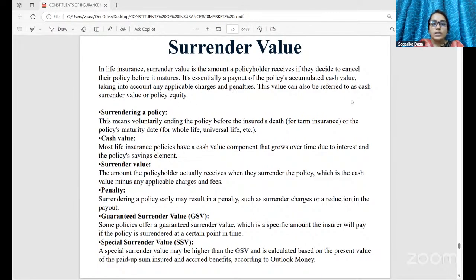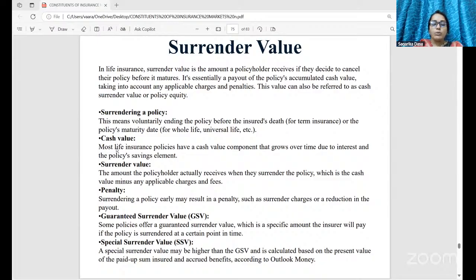Now, surrender value involves surrendering a policy. This means voluntarily ending the policy before the insured's death. Surrendering a policy means the entire policy itself is surrendered before the maturity period, if it is a term insurance, or before the end of the life of a person, if it is a whole life insurance.